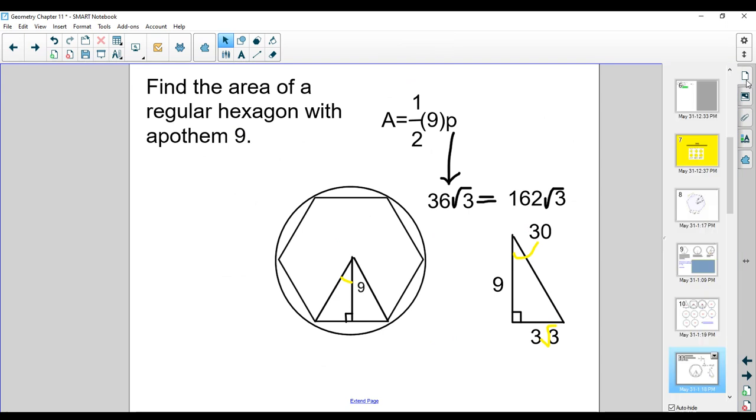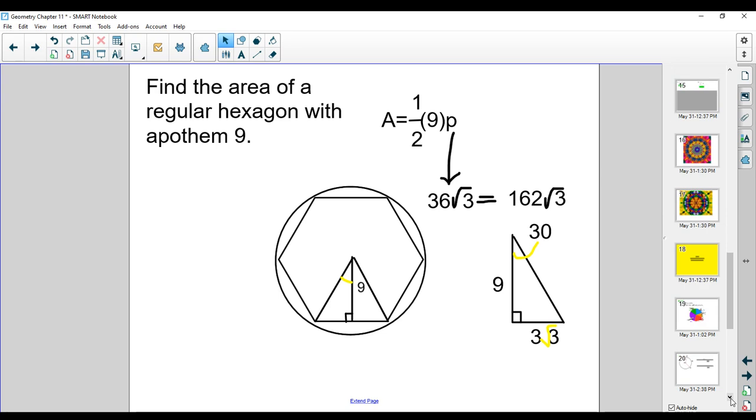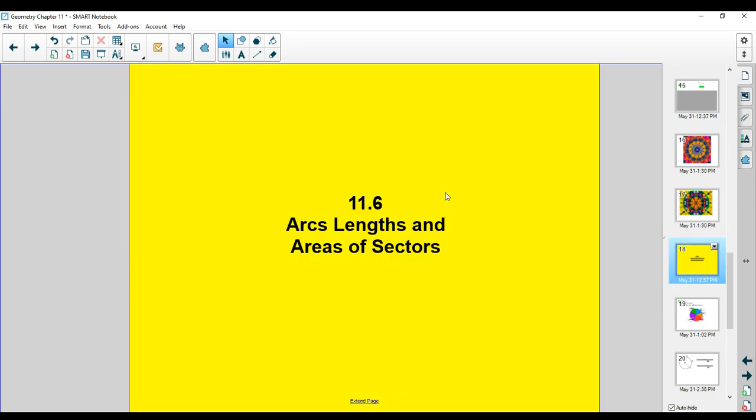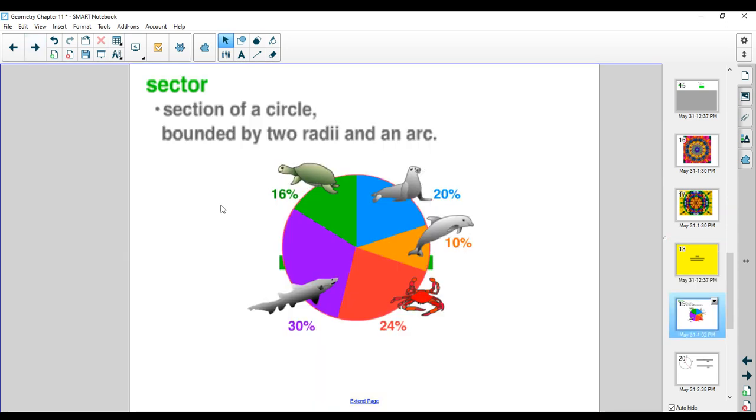All right. Next, areas of sectors. This is 11.6. Arc lengths and areas of sectors. In this part here, we're going to talk about not the degree measurement of the arc. That was chapter 9. We're talking about as the circumference of this circle is given, what part of that circumference is just the green or just the blue? And all of those numbers, as we know circle graphs to be, are a percentage of the whole.